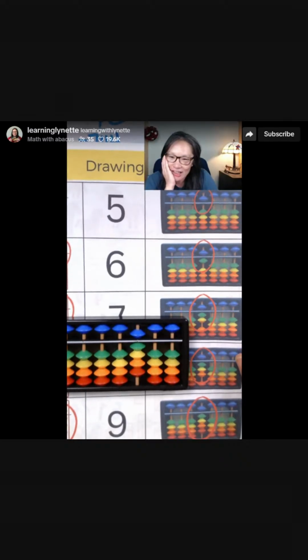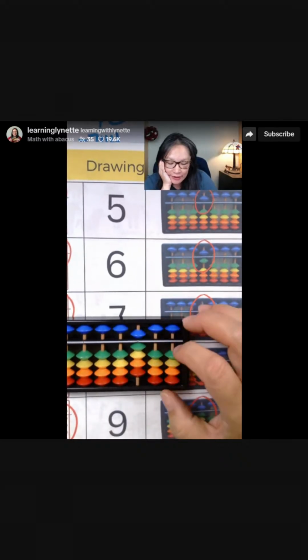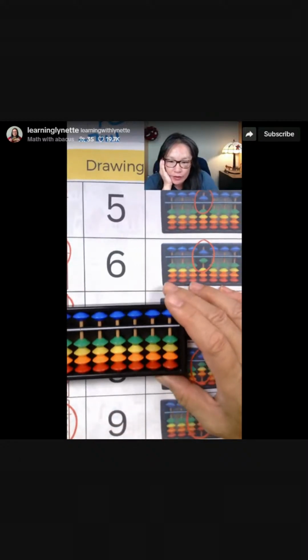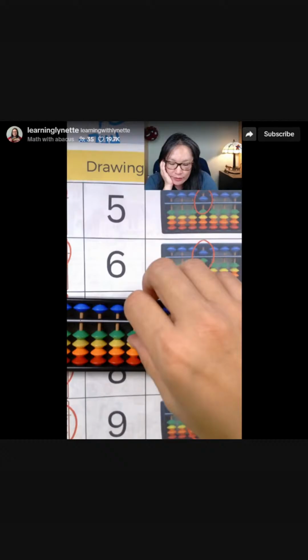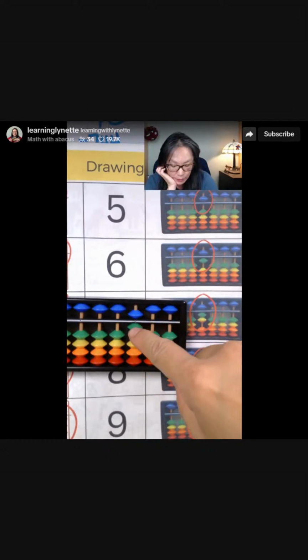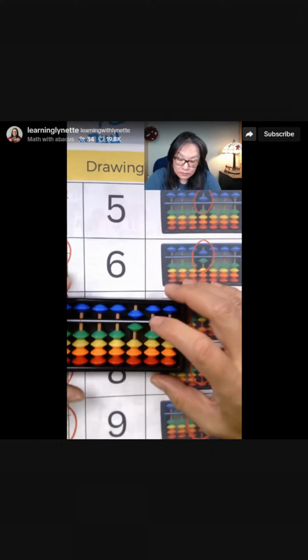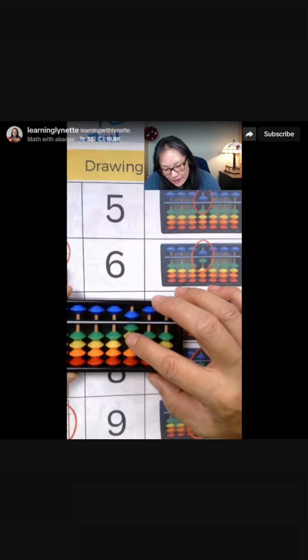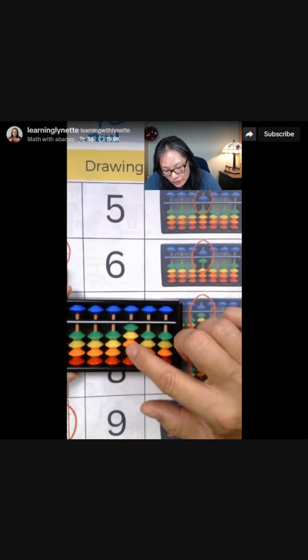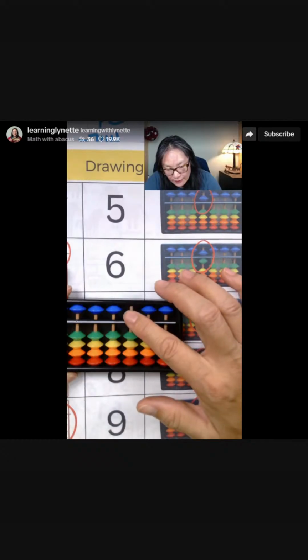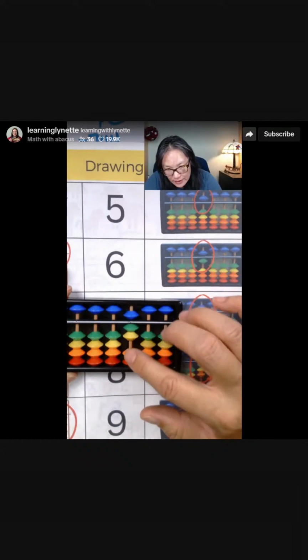So we could do accounting. Let's do a review. Here, this is 5. The top bead will always be 5. And then we have 6, right? How do I know? The bottom bead is 1. So we have 5, 6, 7, 8, 9. That's it. So we count 1, 2, 3, 4, and then 5, 6, 7, 8, 9, and then 10.